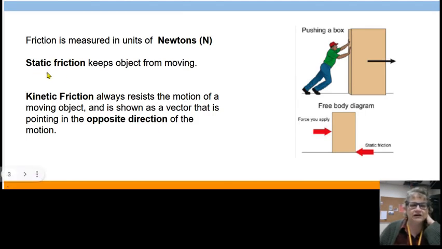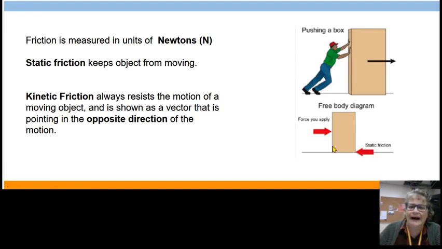You have static friction. Static friction keeps objects from moving. So when you push on a box and it doesn't move, that's static friction. The friction pushing against the box is bigger than the push that you're giving it. Kinetic friction is the force that's resistant to the motion of the object.